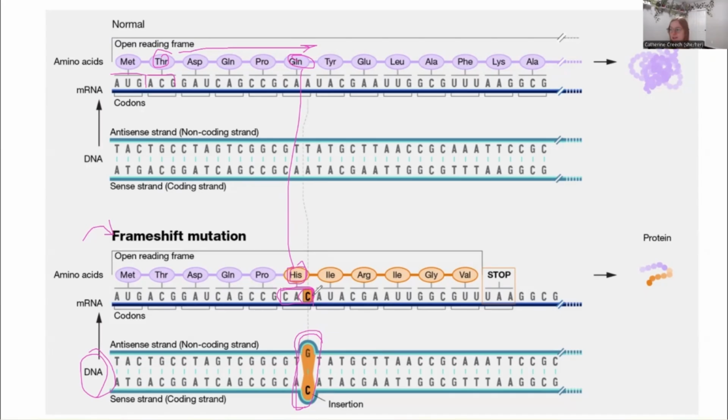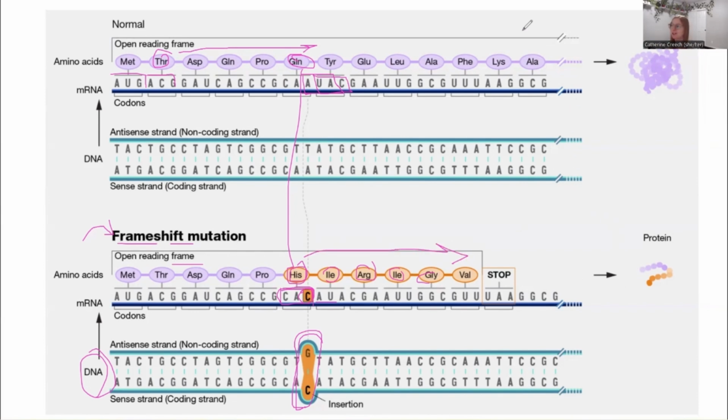Well, because we inserted that C, everything that was following it, AUG, AUG, gets pushed down. And now this is a codon instead of this being a codon. So that creates a new amino acid in the reading frame for everything downstream. Hence, it's a frame shift because the reading frame is altered downstream from the mutation.